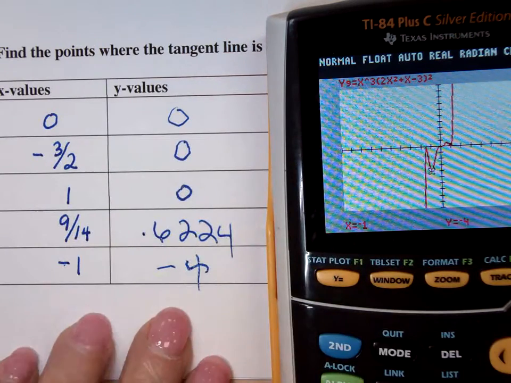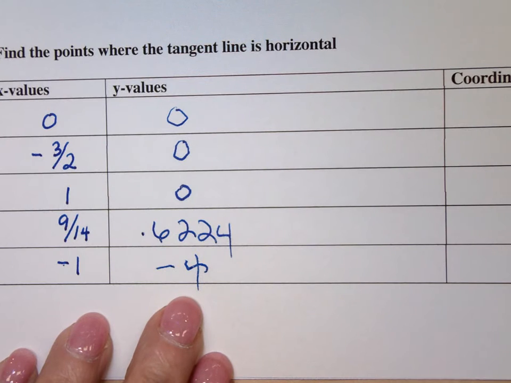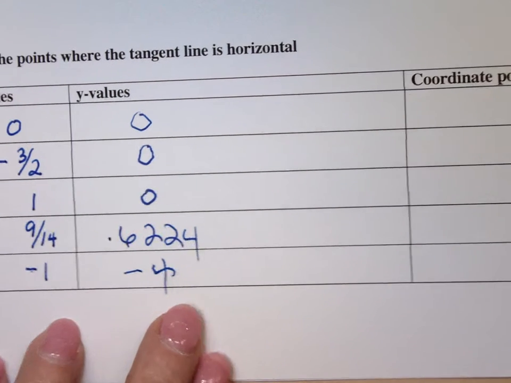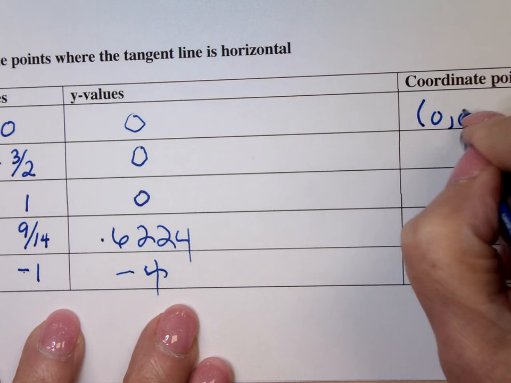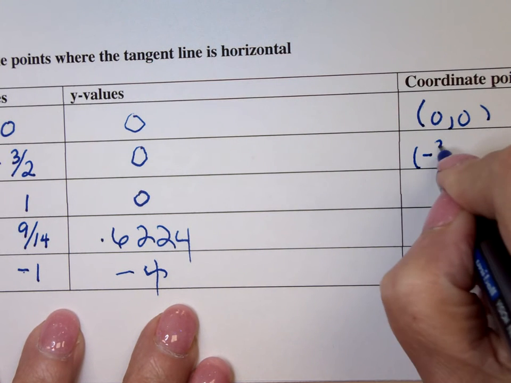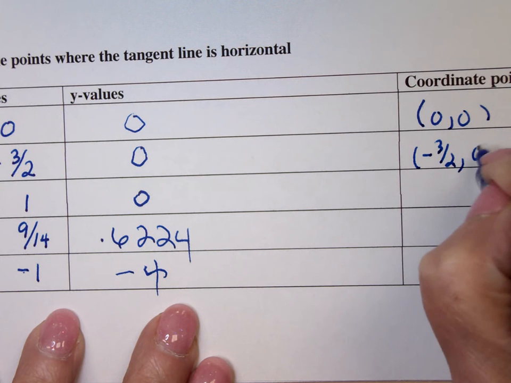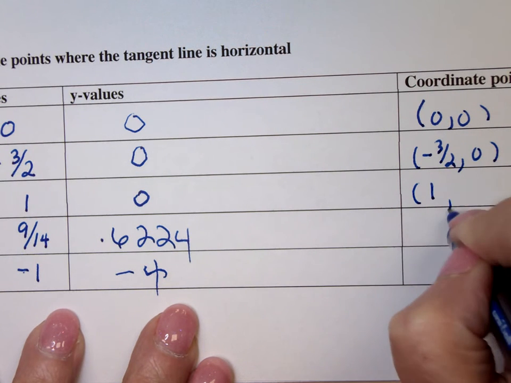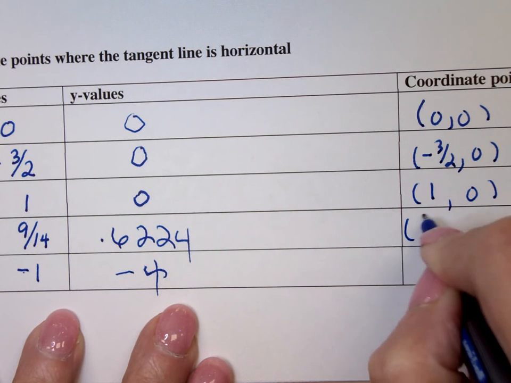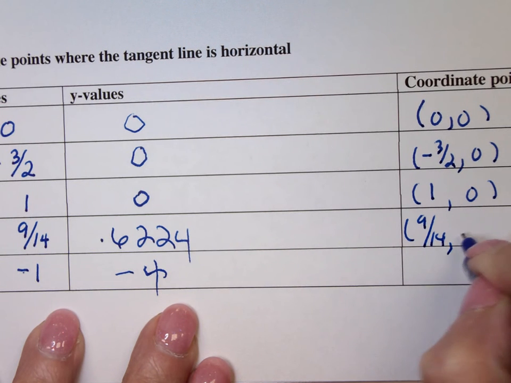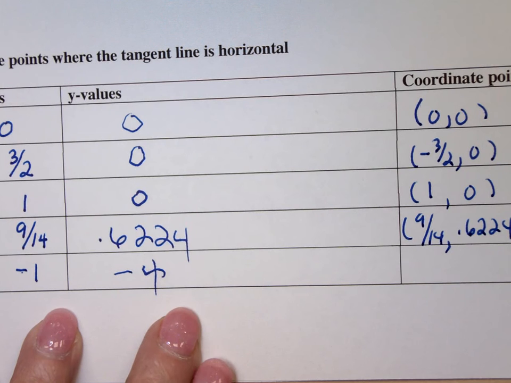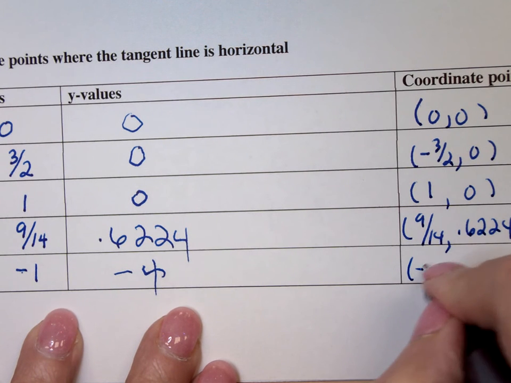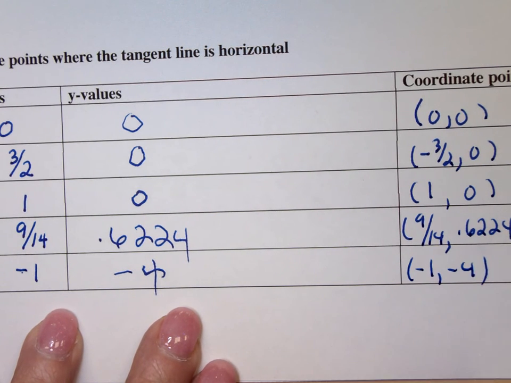So now I have all of the y values calculated out. If I want to write them as coordinate points, this would be 0, 0, -3/2, 0, 1, 0, 9/14, 0.6224, and -1, -4 as coordinate points.